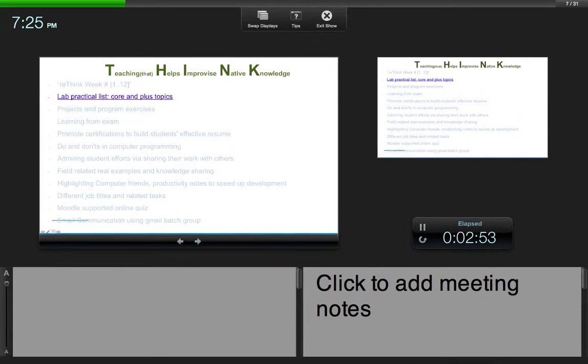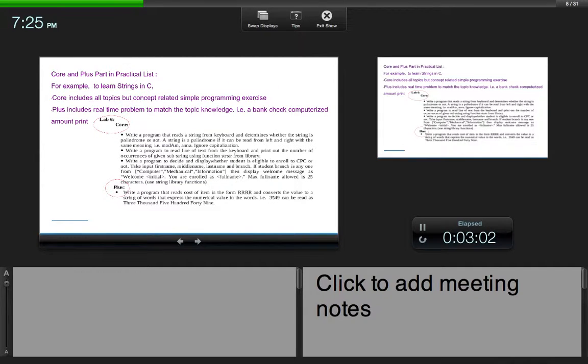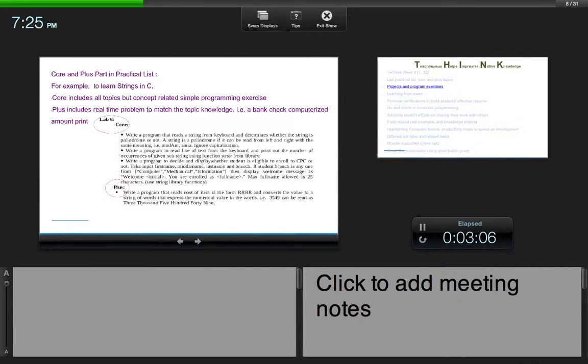Next, of course, every program is associated with a practical list. Normally, we provide just a set of programs under headers lab 1, lab 2, lab 3, but we identified that there are different levels of students in a batch. So we thought to categorize the lab practical list into two sets of categories. For a certain 2 hours of lab, we have Core and we have Plus.